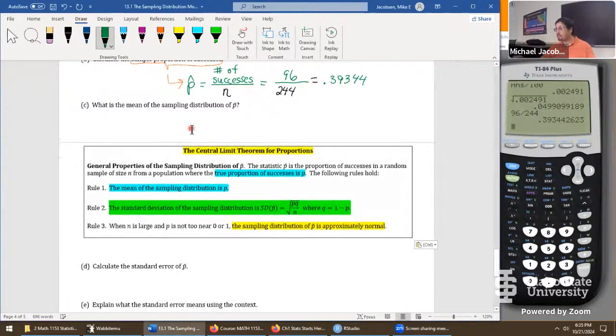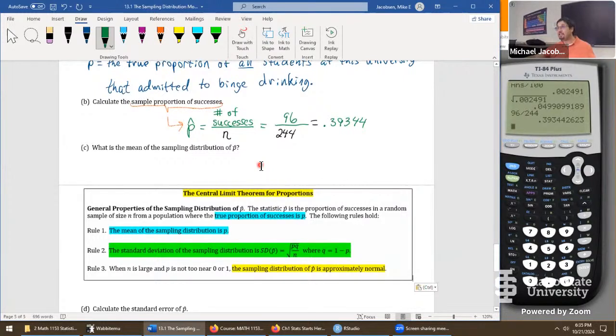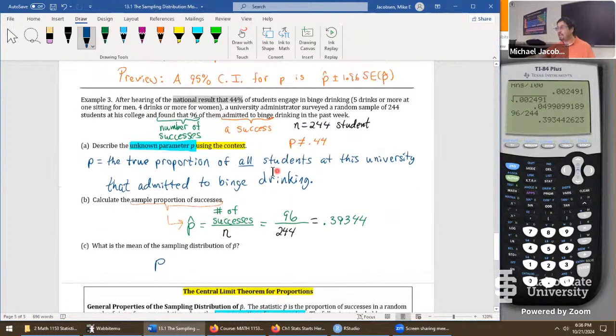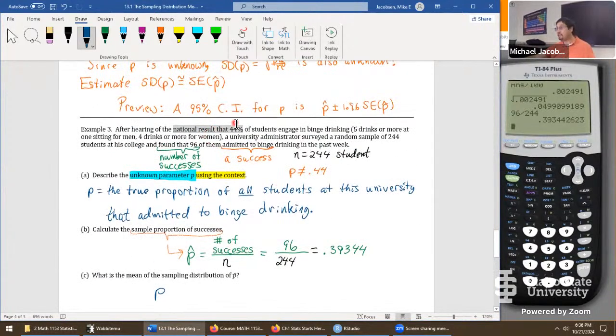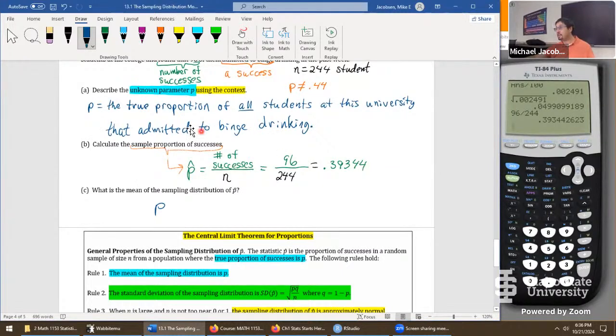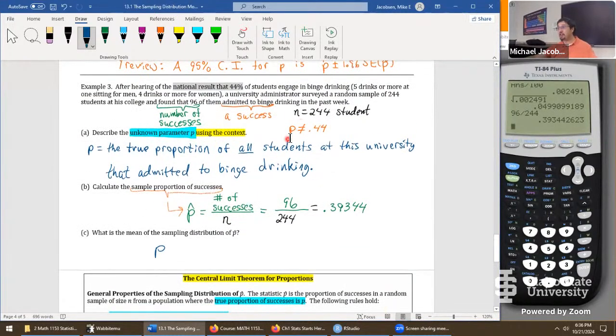So part C asks us, what is the mean of the sampling distribution of P hat? If we read the theorem, it tells us the mean of the sampling distribution is P. So we come over here and write P. And notice how unsatisfying that feels. We want to put a number really, really bad, but we don't know that number at all. It's not necessarily 0.44. It's not 0.3934. P is a full-on just unknown quantity.